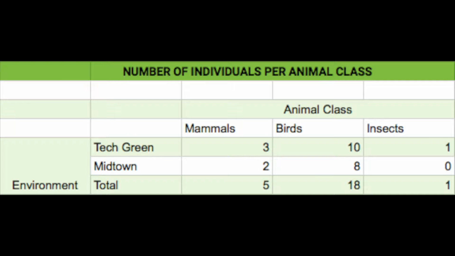This is a table we built, where we list the number of individuals from each animal class we were able to observe. In this case, it's mammals, birds, and insects. We can see that it is not evenly distributed, as we found more birds than any other animal class.